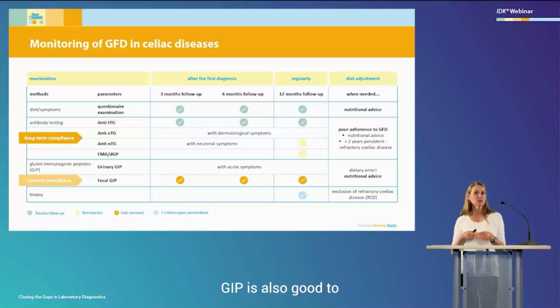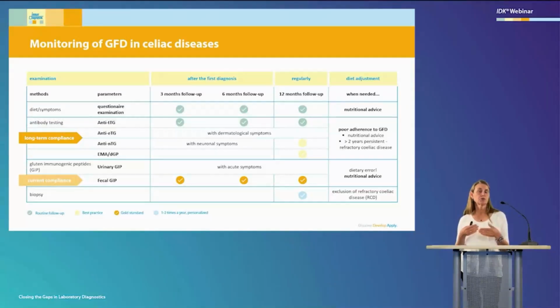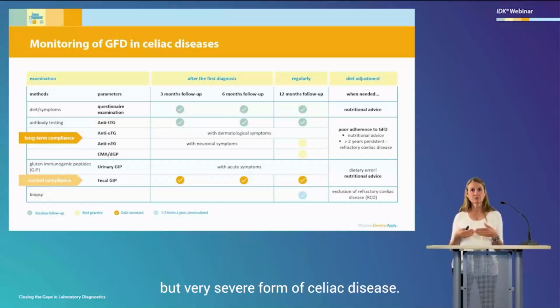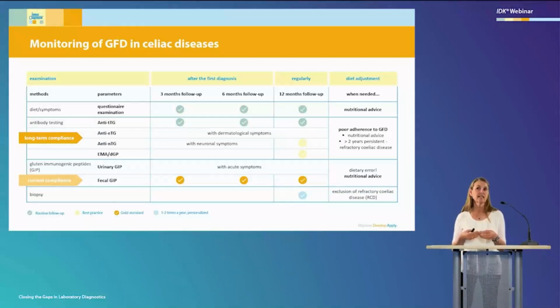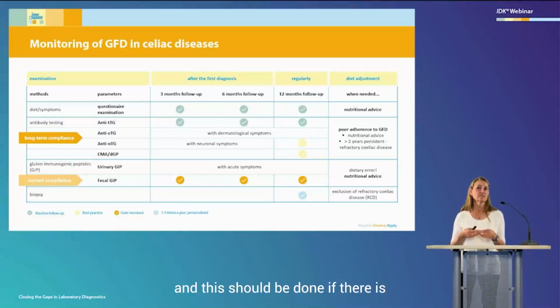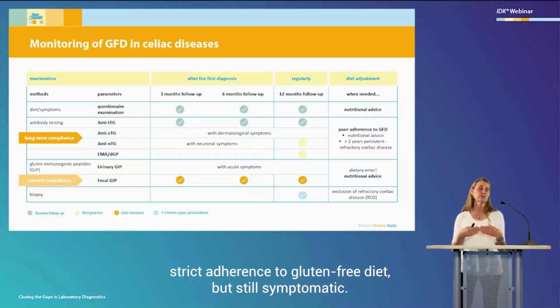GIP are also good to discriminate between a bad diet compliance and a refractory celiac disease, which is a very rare but very severe form of celiac disease. This disease can only be confirmed with biopsy, and this should be done if there is a strict adherence to gluten-free diet, but still symptomatic.